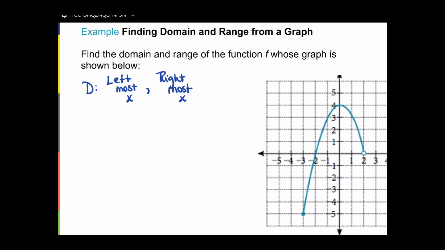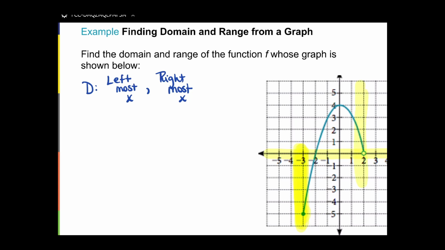And so what I usually do is I look at the graph from left to right. I just look at the x-axis, and I look at where the x's are. And the leftmost x is right here. See this point here at the bottom? That point falls when x is -3. So -3 is the leftmost x. The rightmost x is 2.